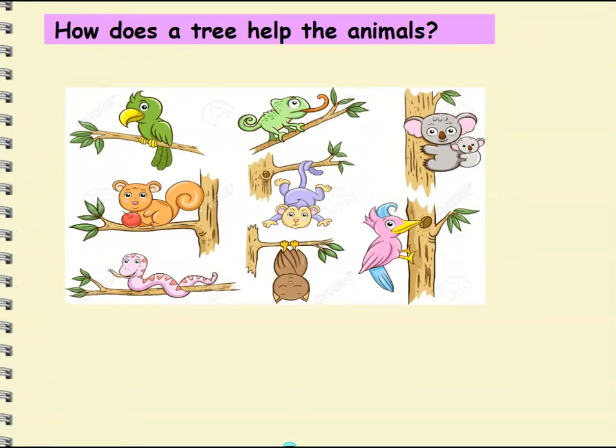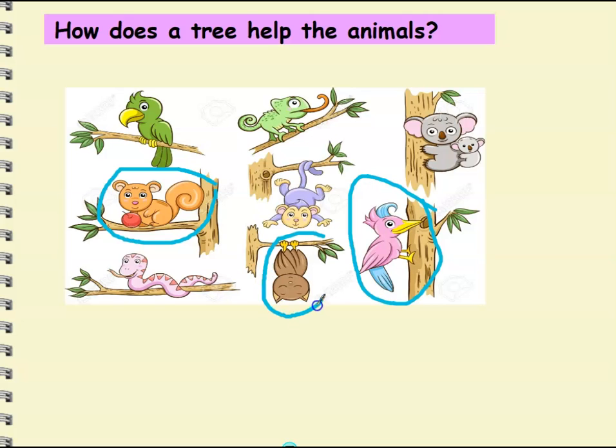How does a tree help the animals? Look at the picture and try to tell the answer. Yes, it provides food for some animals. It provides home for some animals, right? It gives shelter to many animals. So tree is very important for all of us.